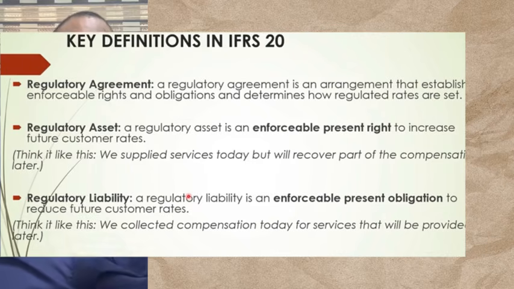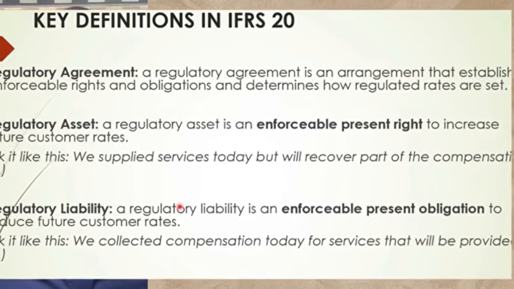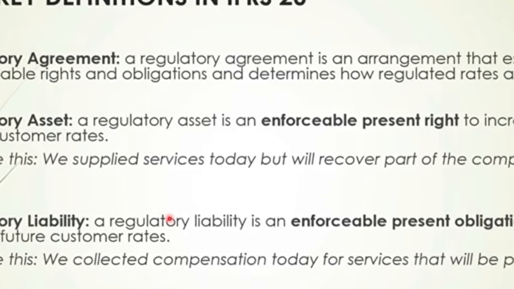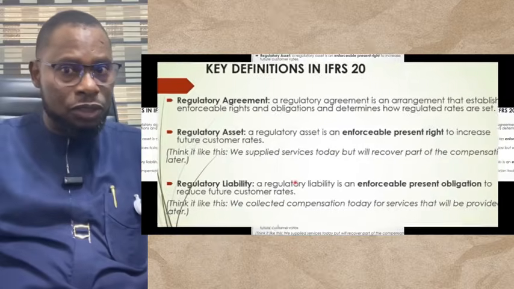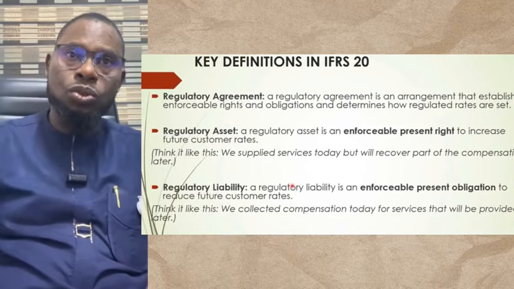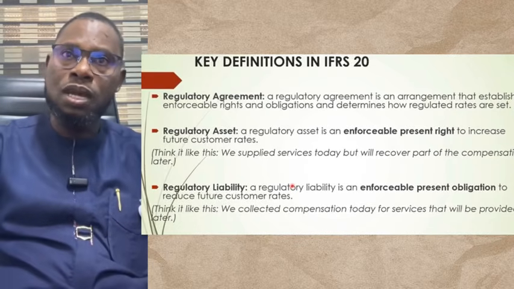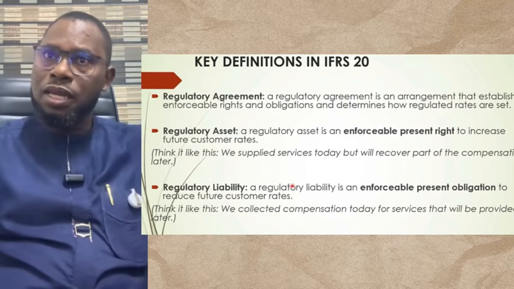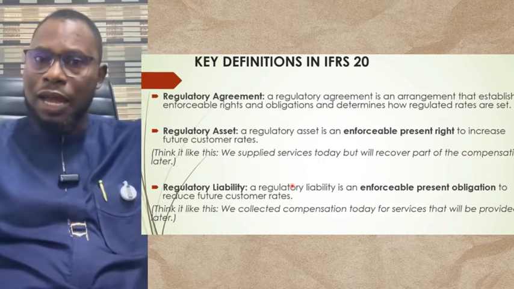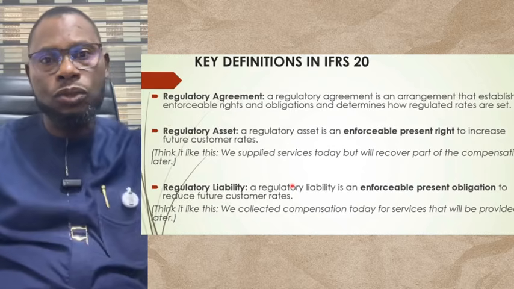Good. Now, what is a regulatory asset? Having known what a regulatory agreement is, let's move to regulatory asset. A regulatory asset is an enforceable present right. We know what an asset is. Generally, an asset is a present resource controlled by the entity as a result of a past event from which future economic benefits are expected to flow to that entity. To relate it to a regulatory asset, we say it is an enforceable present right. You see it? Enforceable, but it is present, and it's a right to increase future customer rates.